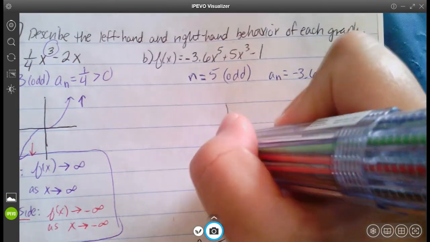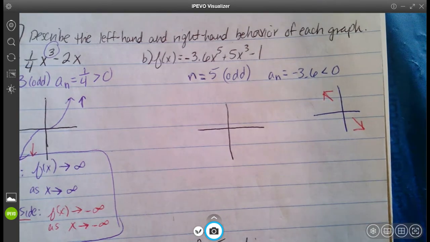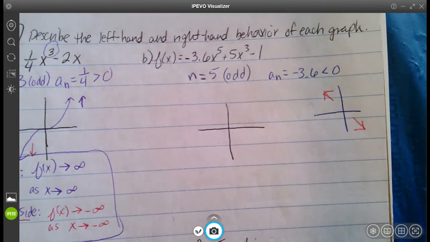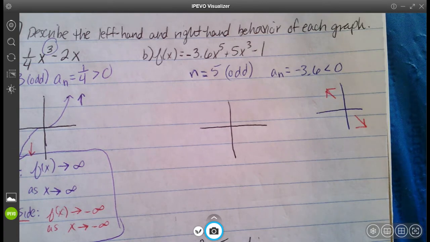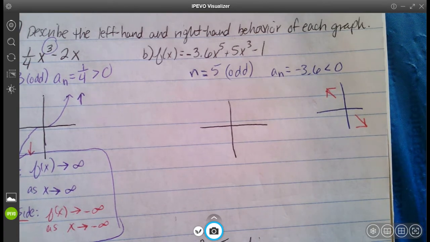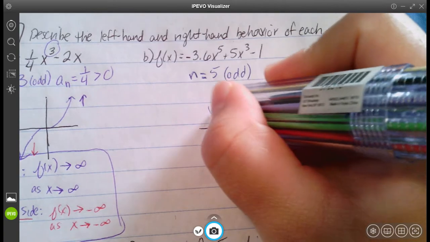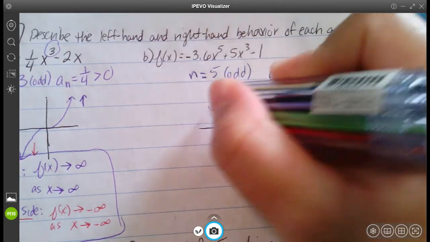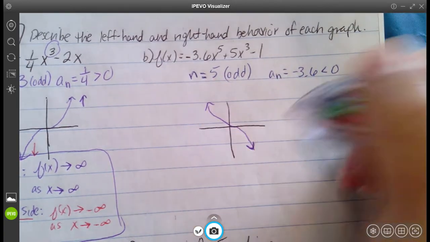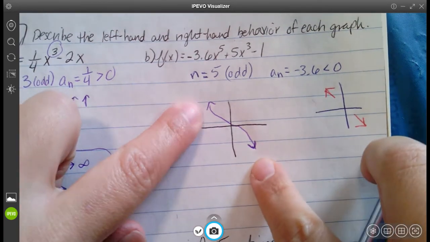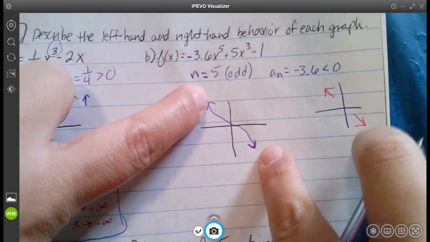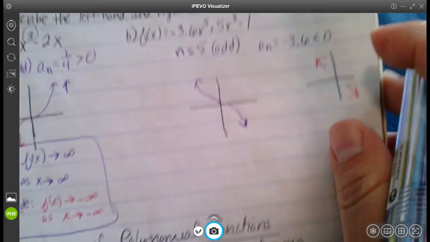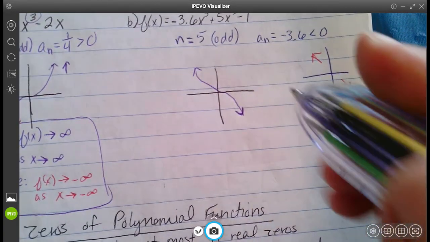Just a quick sketch. Okay, so I don't know what the zeros are, but I do know that it's going to follow that pattern. So it might look something like that. And like I said, I'm mostly focused on what the end behavior is doing. What is this arrow doing? What is this arrow doing? I'm not worried about zeros or any of that quite yet.